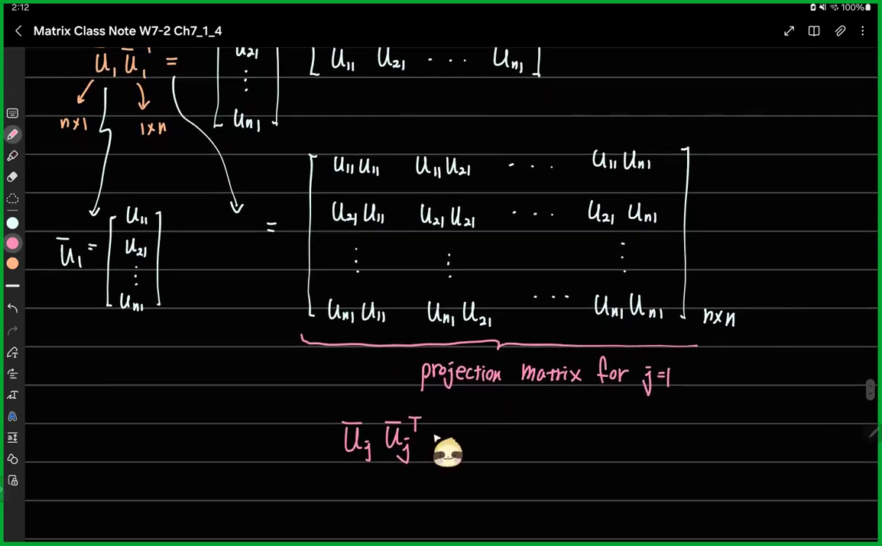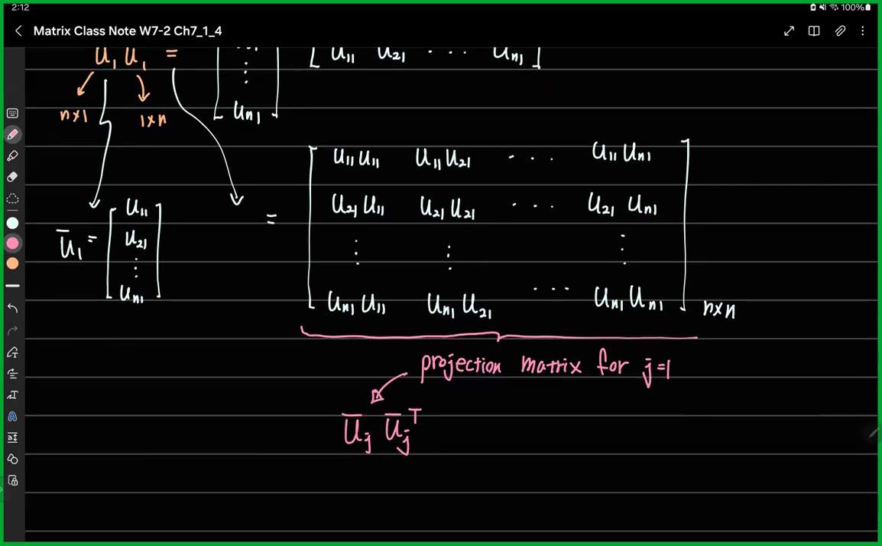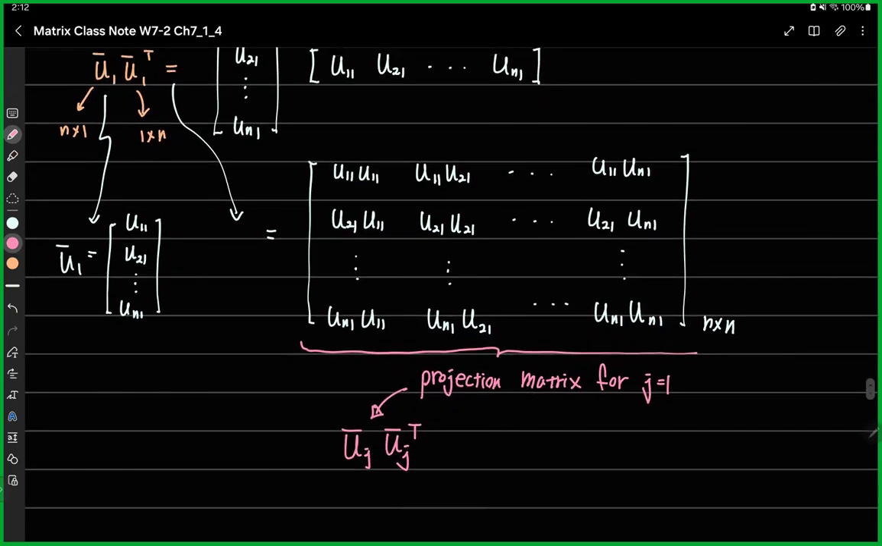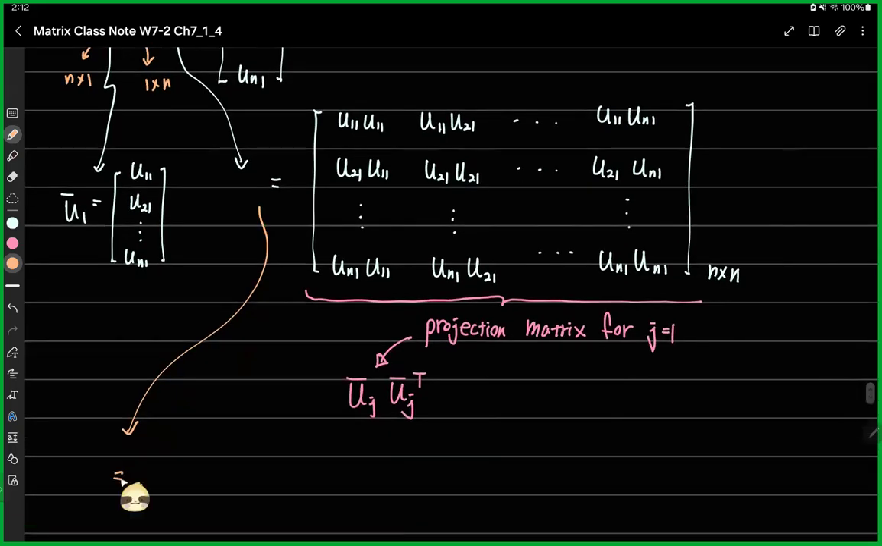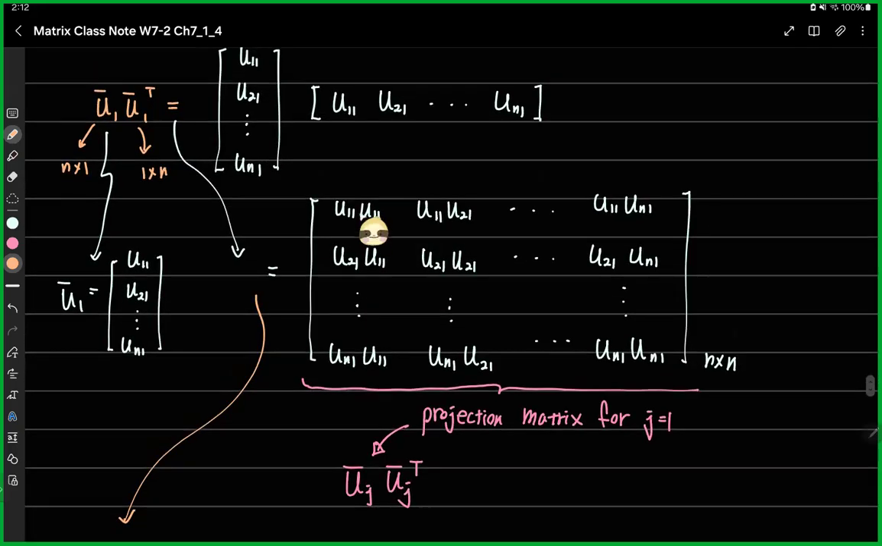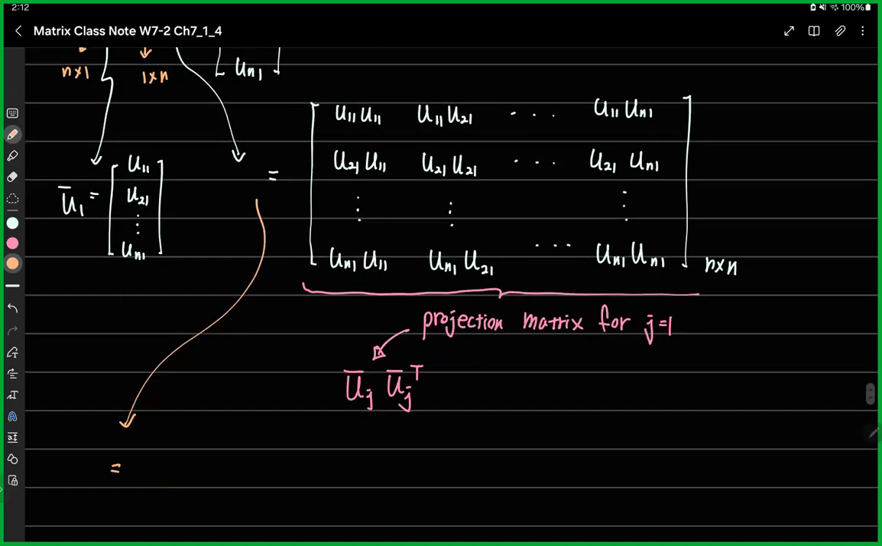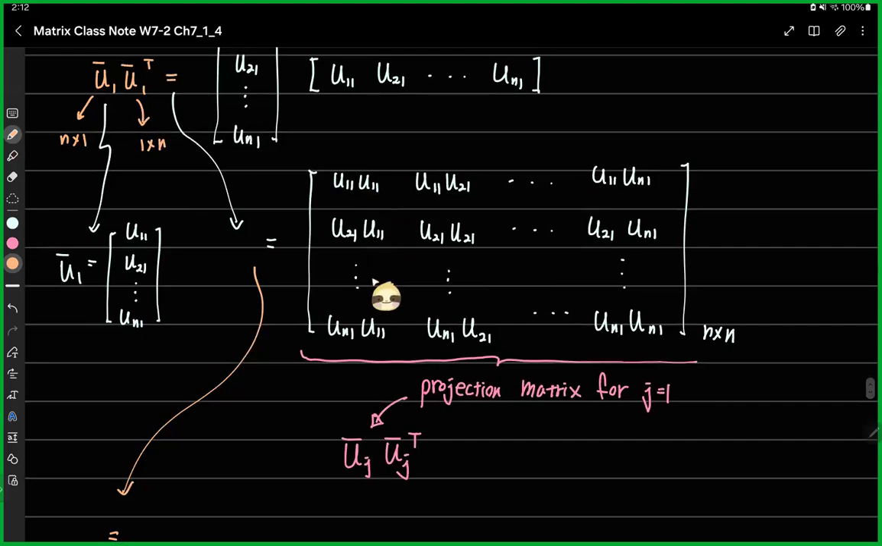So this is called the projection matrix. Why is it called projection matrix? Because, here we go. Just take a look at each column. The first column, u11, is commonly multiplied, right? So we can take that out. You can consider u11 as a scalar, and then the first term is a vector, u1, right?